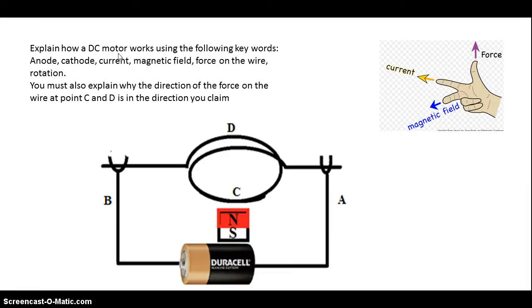In this question, we want to explain how a DC motor works using these following words. So our battery has a positive side and a negative side. We call that negative side anode and the positive side cathode. You can remember that the T in the cathode is like a positive side, the N in anode is negative.